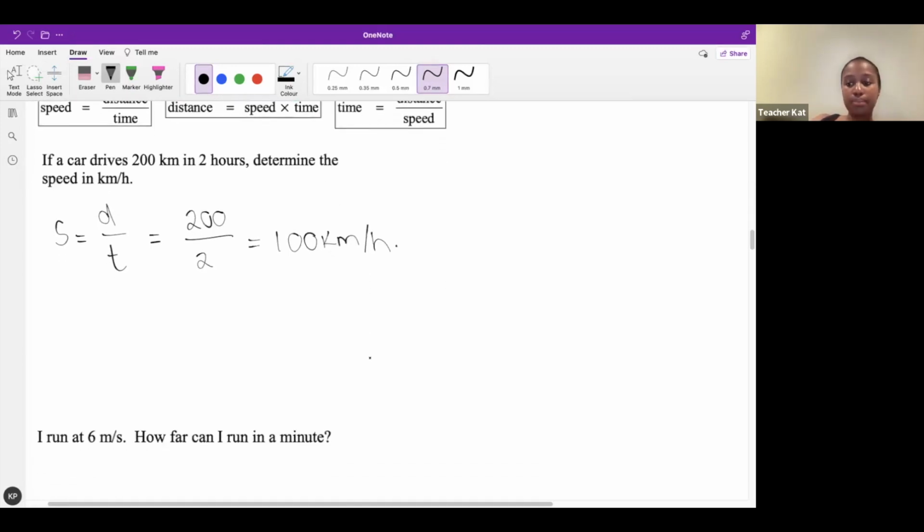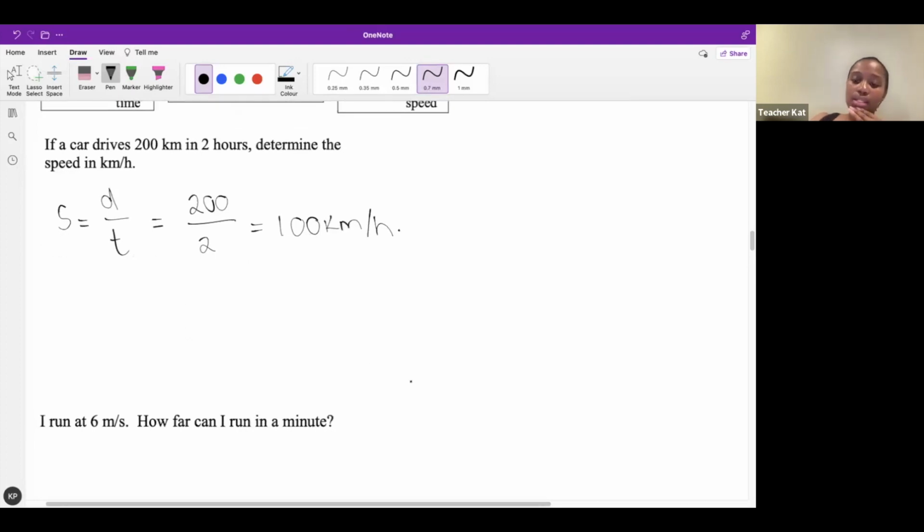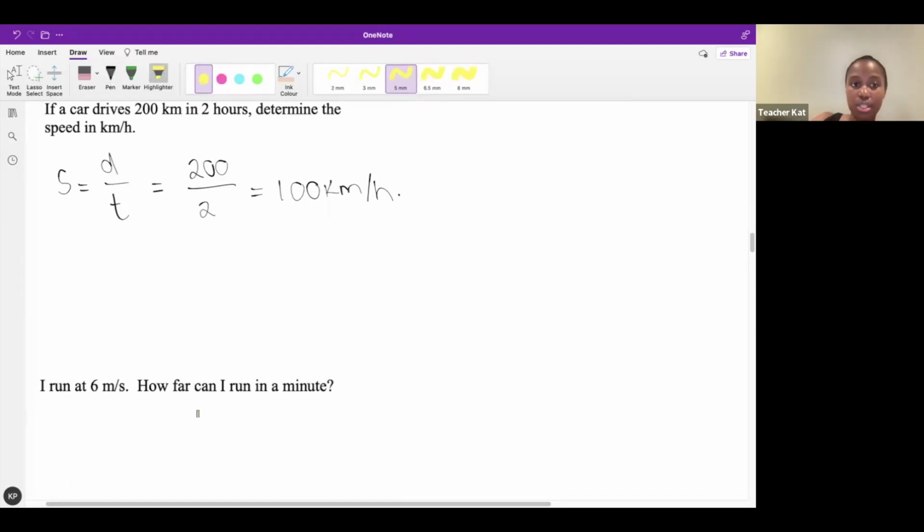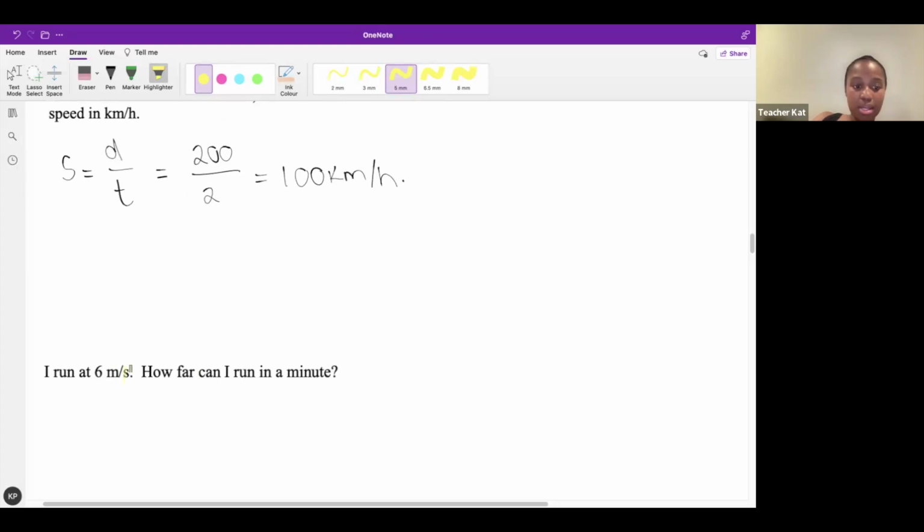Okay, next one. I ran at 6 meters per second. How far can I run in a minute? Now, the first problem with this is we have two different units here. They gave me per second, but they are asking me per minute. Let's first go to what they are asking. How far: is that distance, speed, or time?